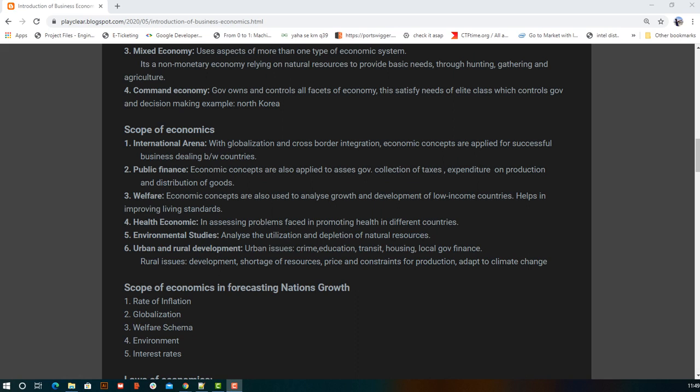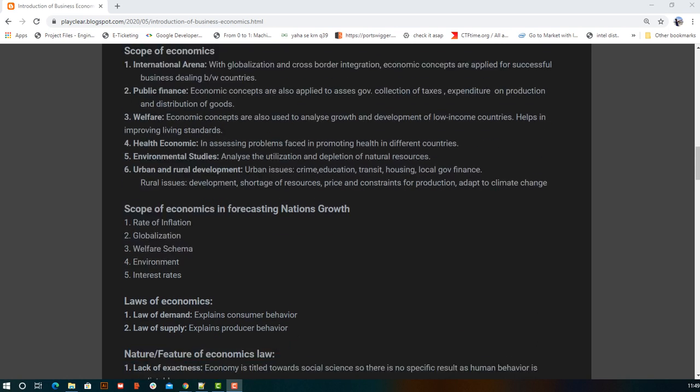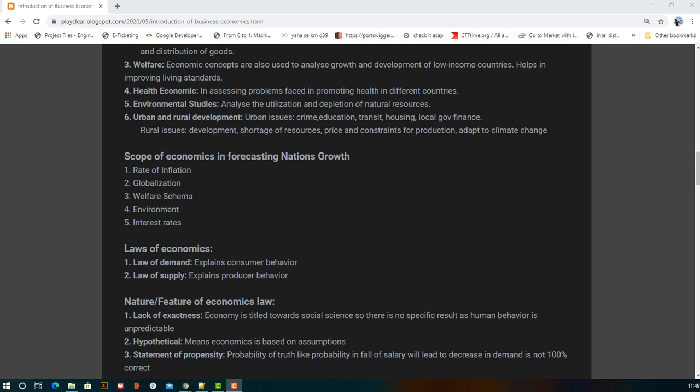For example, urban issues are crime, education, transit, housing, local government, finance, everything. Rural areas will have development, shortage of resources, price constraints for production, adapting to climate changes, etc. Next we have the scope of economics in forecasting national growth. So here we will be studying the factors which are affecting a specific country's economy.